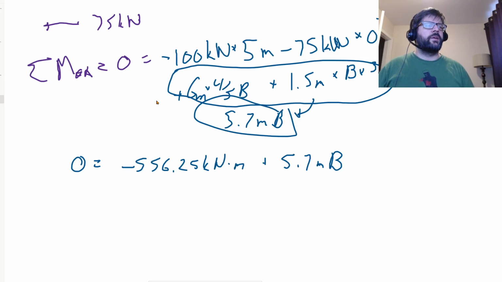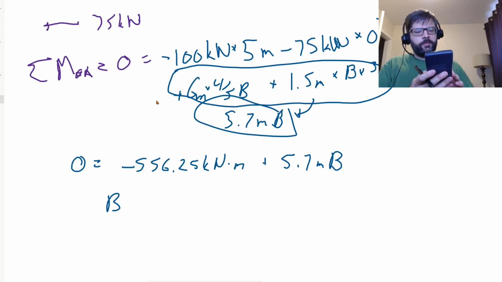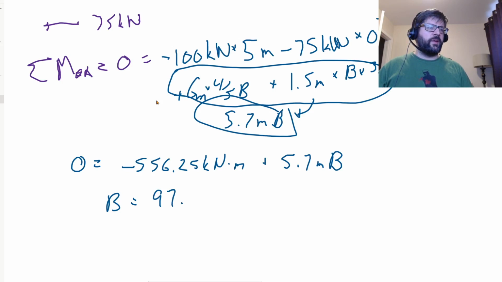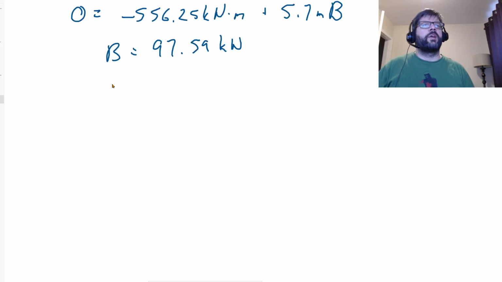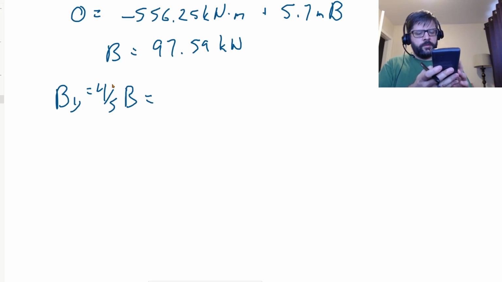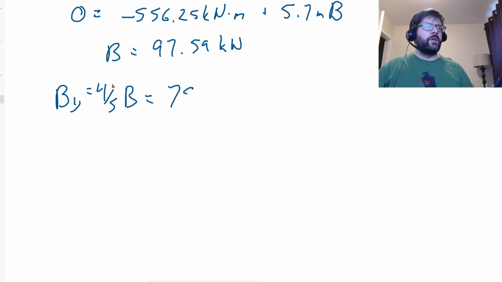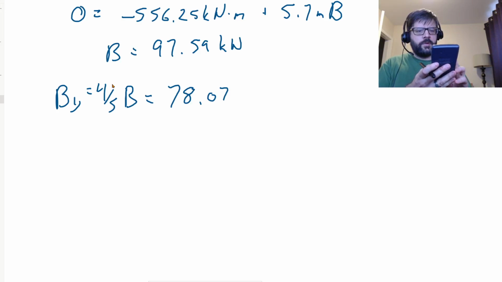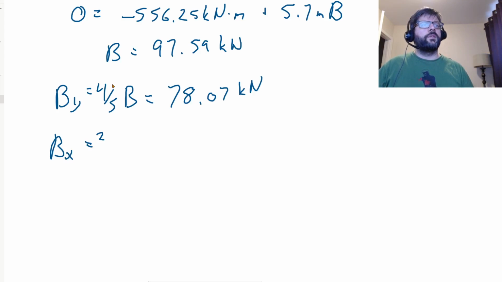So based upon that, we can solve for B by dividing the 556.25 by 5.7 meters. That'll give us 97.59 kilonewtons. Alright, so that's what B is. I'm going to want to re-break that up into its x and y components. So BY is equal to 4 over 5 B, that times 0.8 is 78.07 kilonewtons. BX, on the other hand, is equal to 3 over 5 B, which is equal to 58.55 kilonewtons.